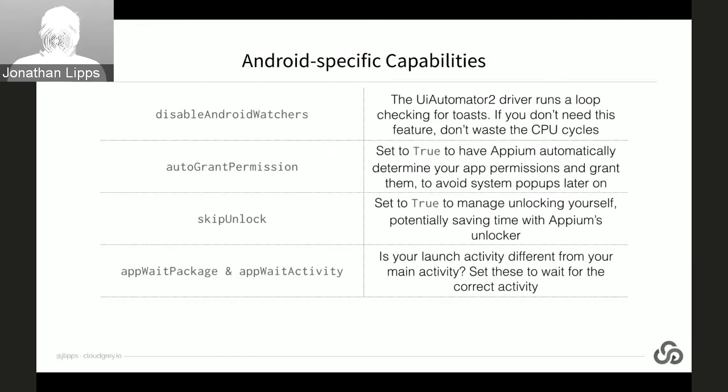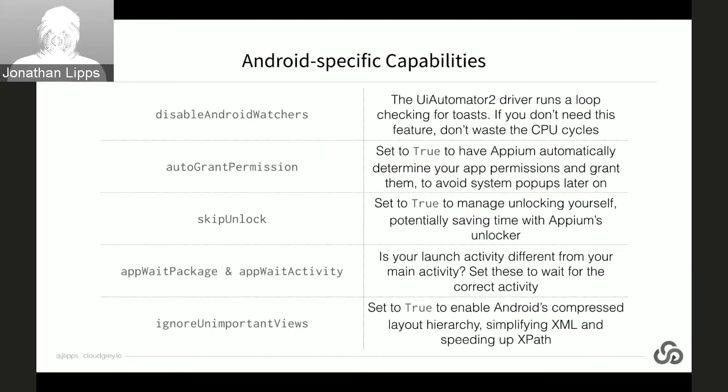If your launch activity for your application is different from the activity that ultimately you want the user to be on, so you have a launch activity and then a main activity which comes up automatically, you'll want to use the app wait package and app wait activity capabilities to tell Appium when the correct package and activity has actually started, so that it doesn't think things have started before they've actually really started, making it potentially a bit flaky for you when you try and initiate the first actions in your test.